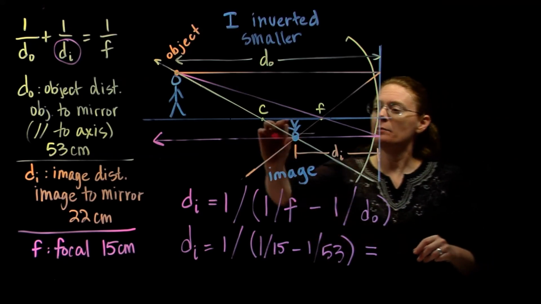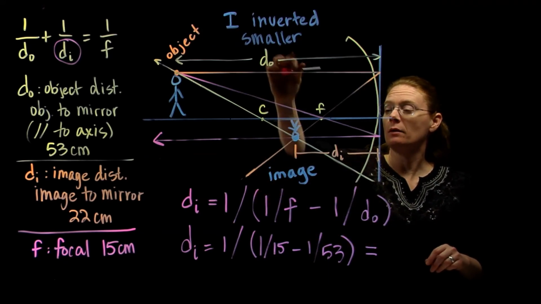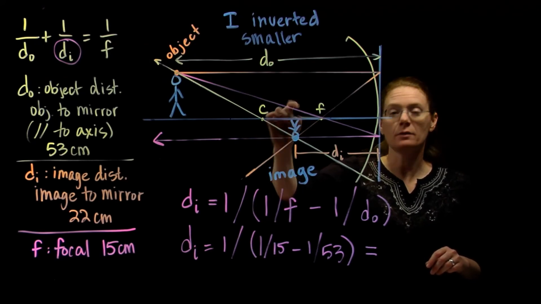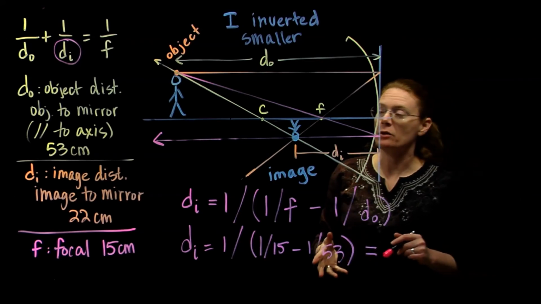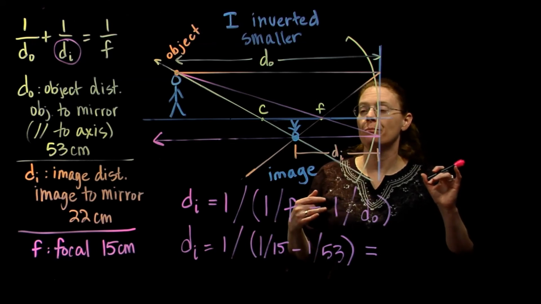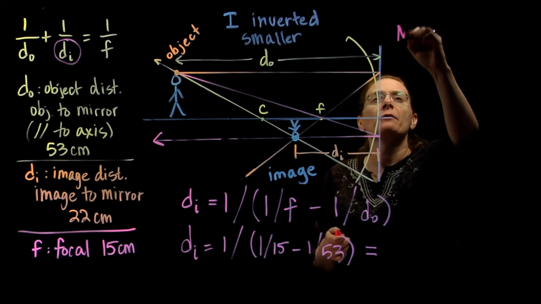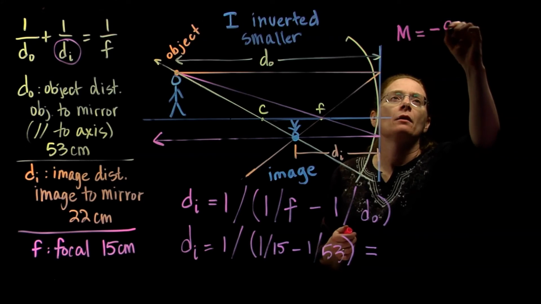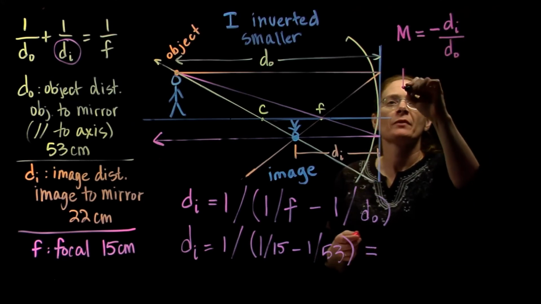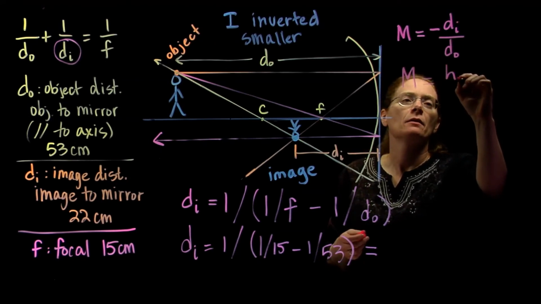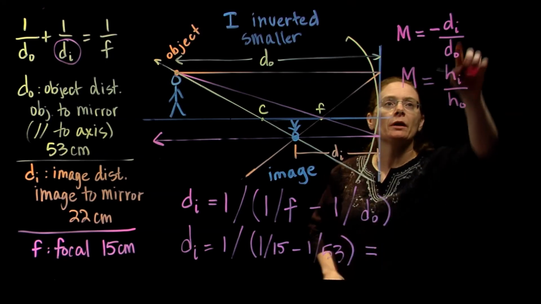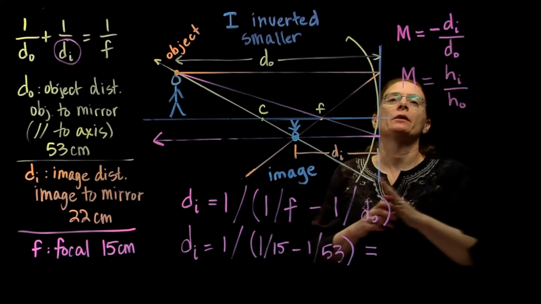So with this magnification, since the image is smaller, I'm going to expect a magnification that's less than 1. So a magnification factor less than 1 is going to give me something smaller. A magnification of 1, same size. Magnification more than 1, bigger than the original. The magnification is calculated with knowing the image distance and the object distance. And it's defined as the image height over the object height. So we can actually figure out what the magnification factor is.